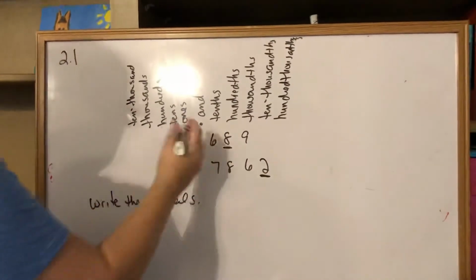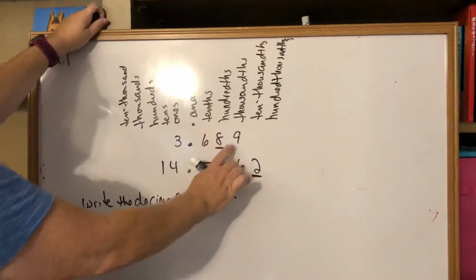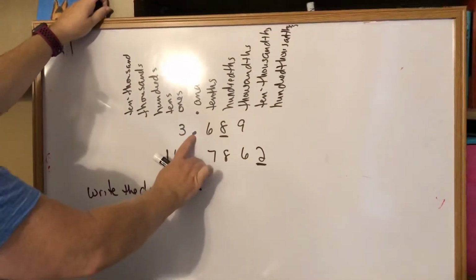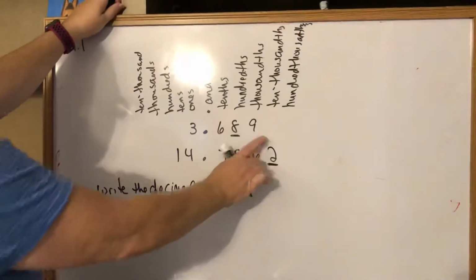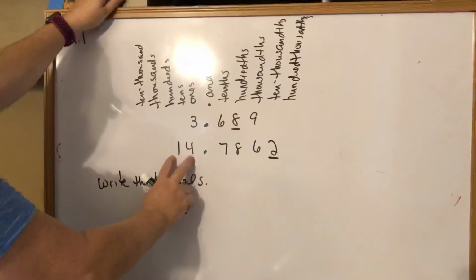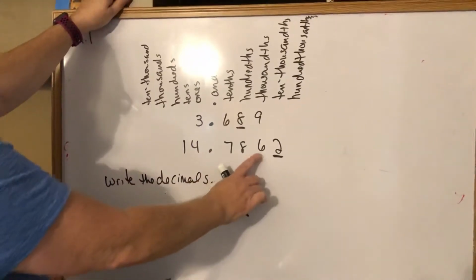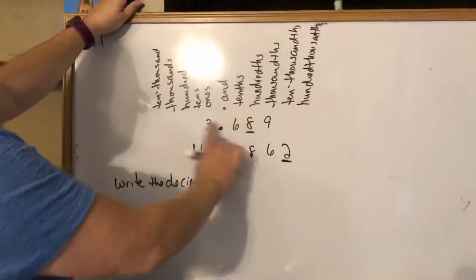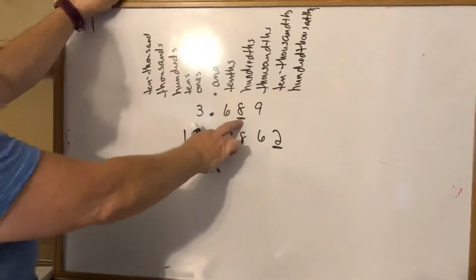And so this would be, let me put my decimal back. This would be 6 tenths, 8 hundredths, 9 thousandths. So this is 3 ones. The word and is for the decimal. That's the only time you say the word and. So over here we have 14 and this is 7 tenths, 8 hundredths, 6 thousandths, and this would be 2 10,000ths.